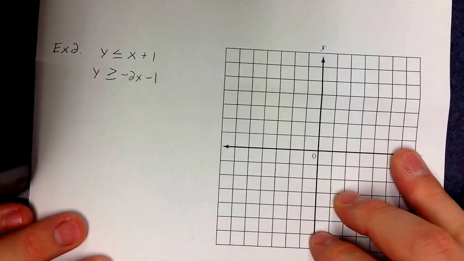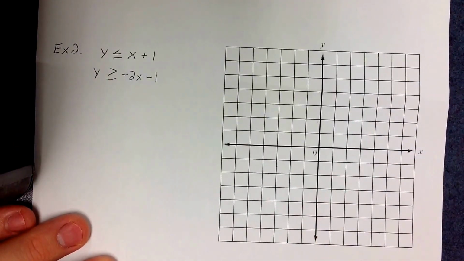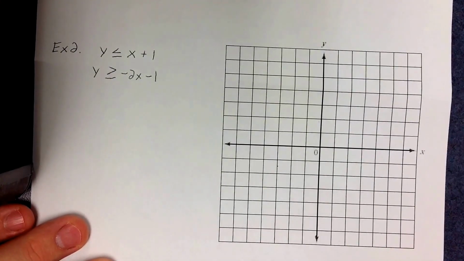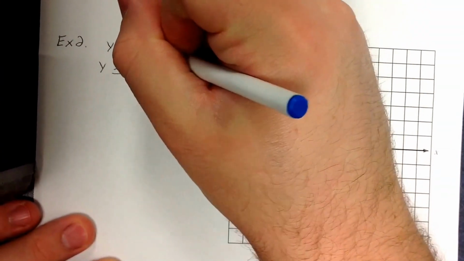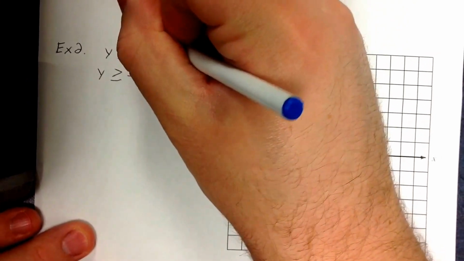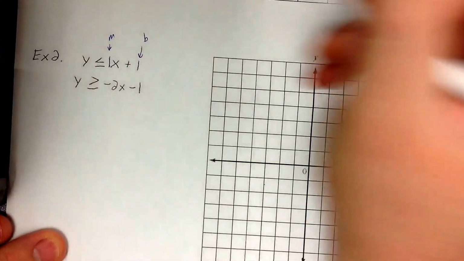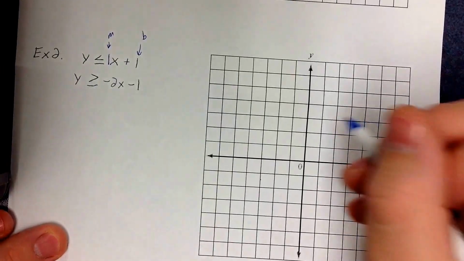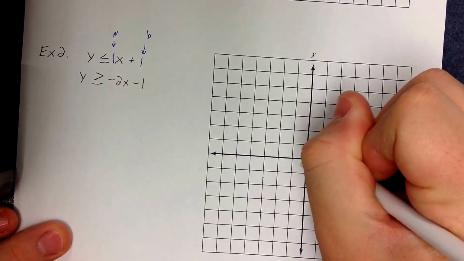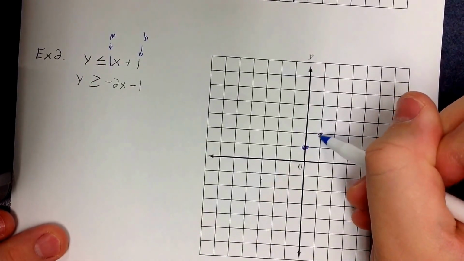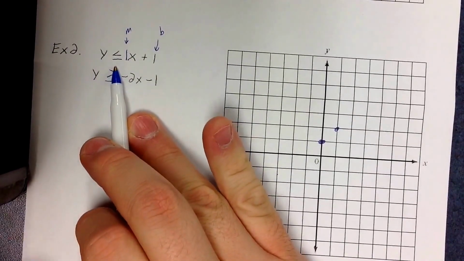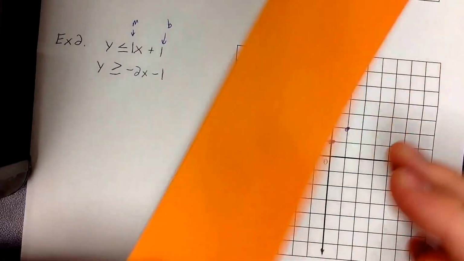Let's do another one. y is less than or equal to x plus 1, and y is greater than or equal to negative 2x minus 1. Again, in slope-intercept form, the y is by itself. So there's an imaginary 1 here, so that's m, and b is also 1 in this case. So I start at the b, which is 1. m is 1, so I go up 1 over 1. It's less than or equal to, so it's a solid line.